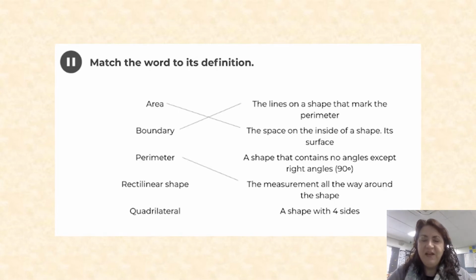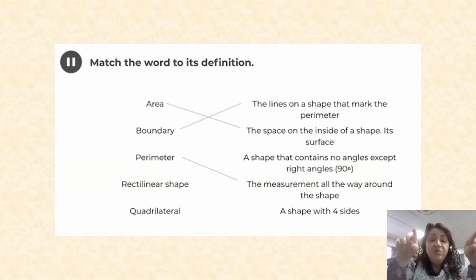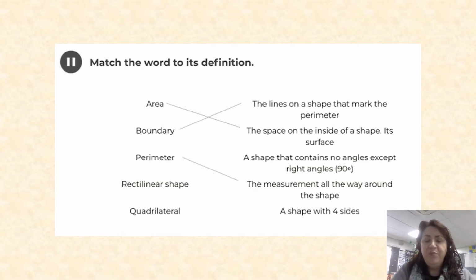The perimeter is that measurement all the way around the shape. And of course the shape doesn't have to be a rectangle. You could have a perimeter of a triangle. You could have a perimeter of a composite shape, which is a rectilinear shape maybe where they've all been joined together. You could have perimeters of any sort of shape.